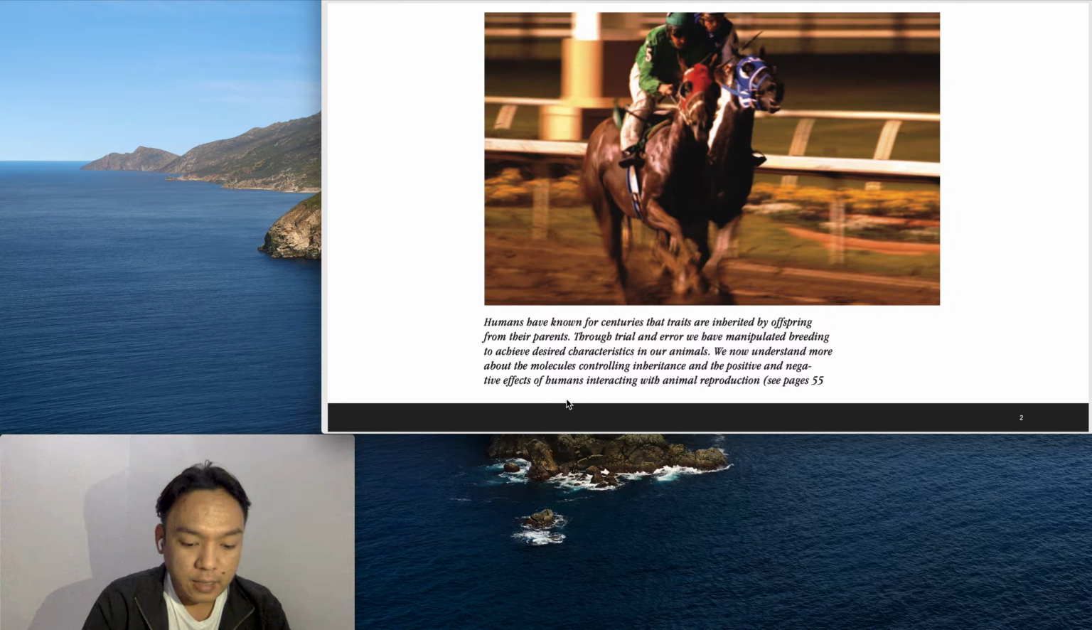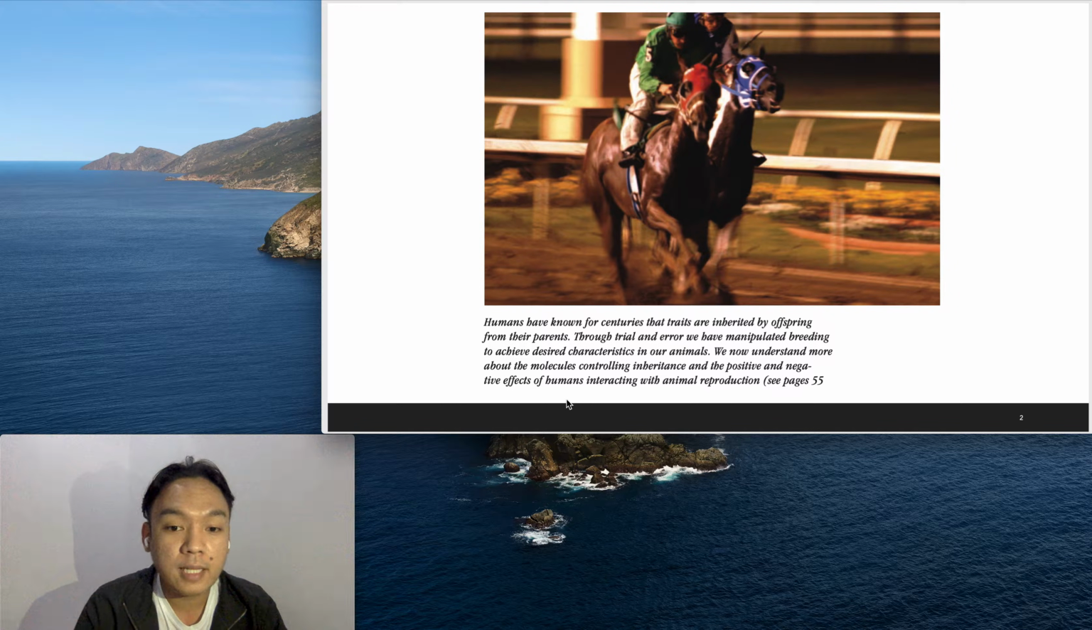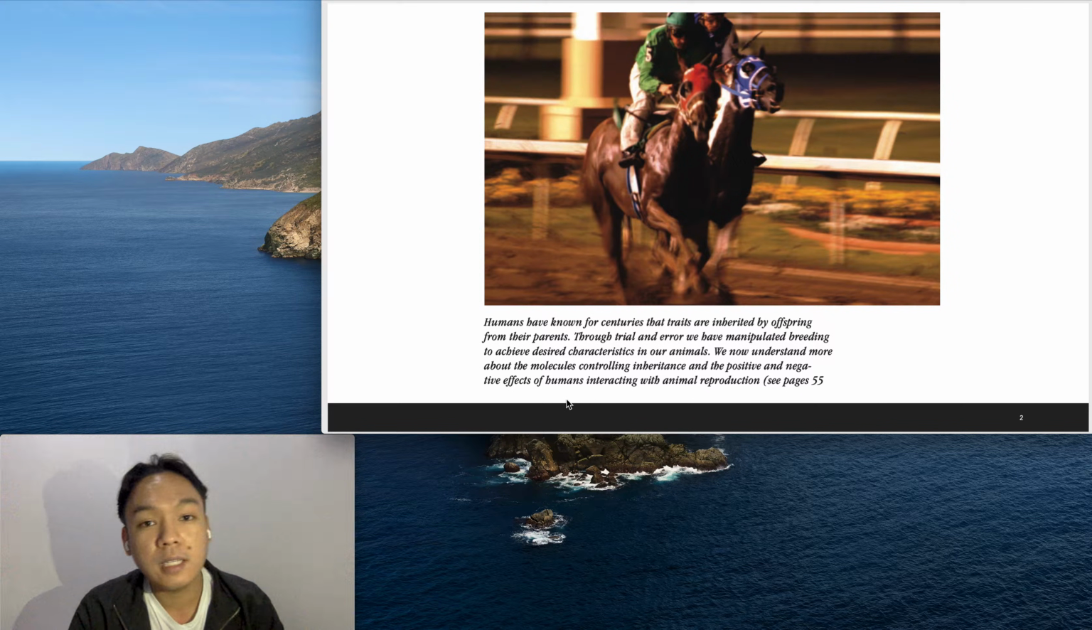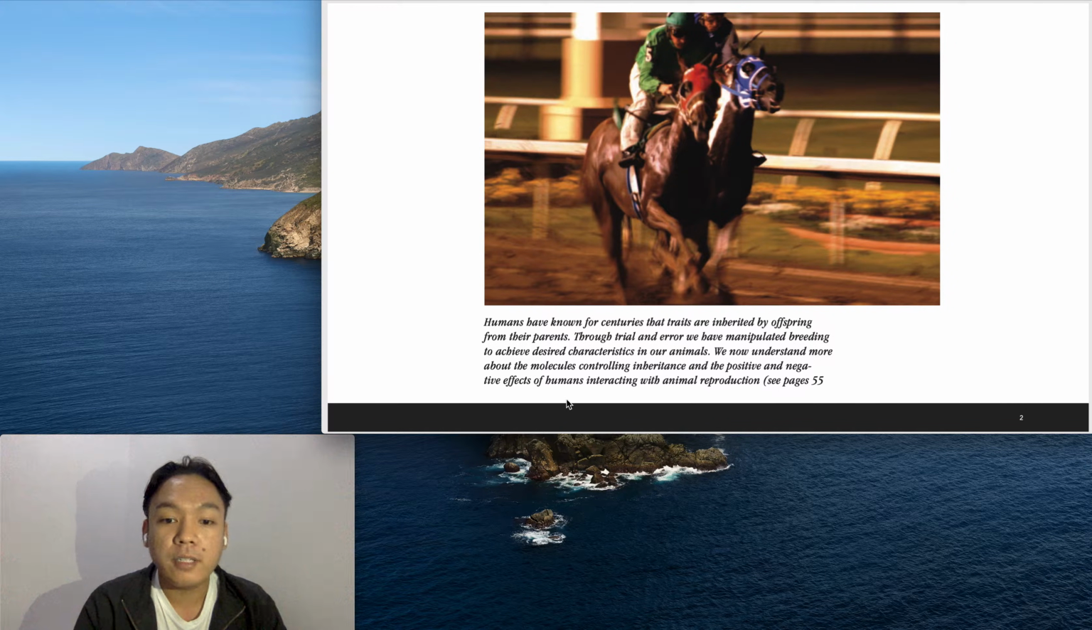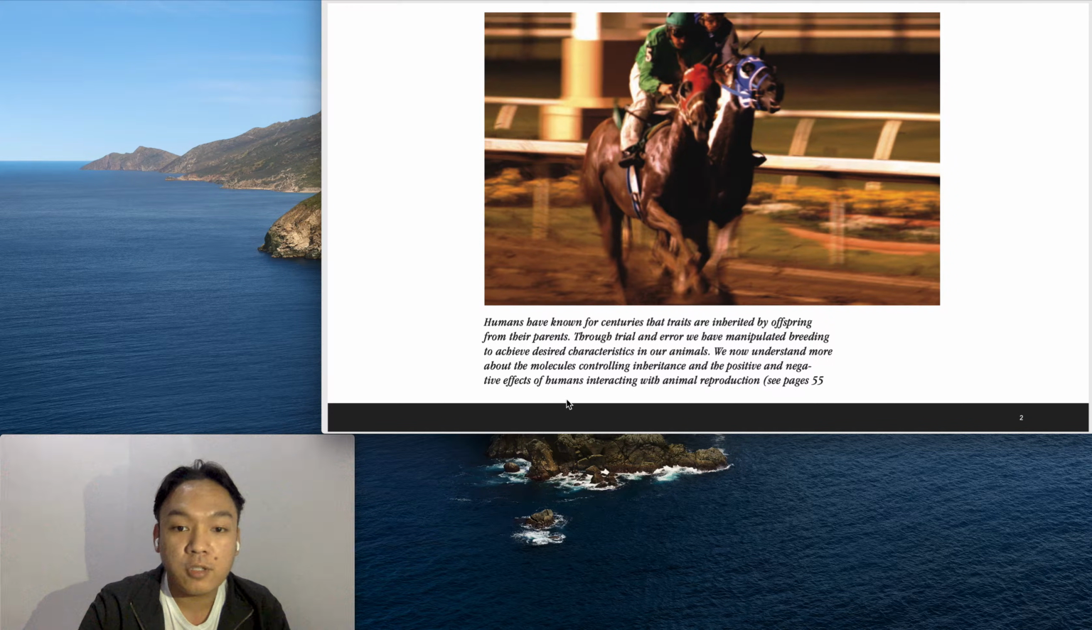But the question is, how did it happen? What are the molecules that are responsible for doing this? What are the materials that are controlling the inheritance? And what are the positive and negative impacts of humans interacting with animal reproduction? So we'll talk about this in the future slides.